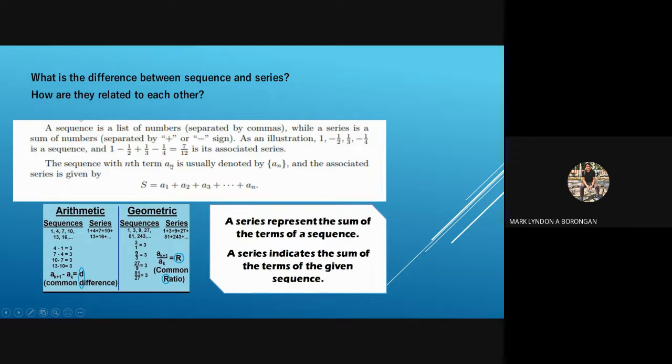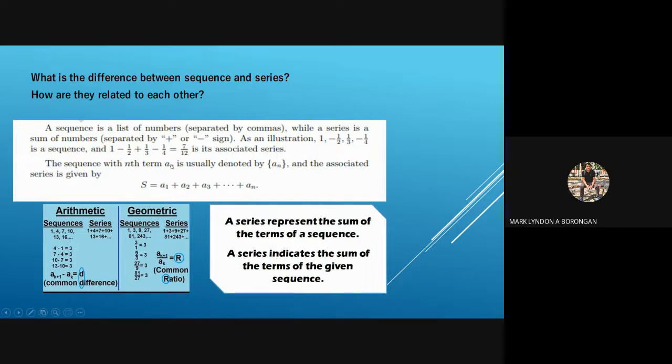Then the sequence with nth term, a sub n. So ang kaning a sub n, that is the nth term. By saying nth term, that means the last term nga ato ang gusto nga kwaon. Let's say for example, the seventh term. So ato ang nth term diari will be 7. That will be a sub 7. If we want to get the sixth term, that will be the last term, di ba? So this will become a sub 6.